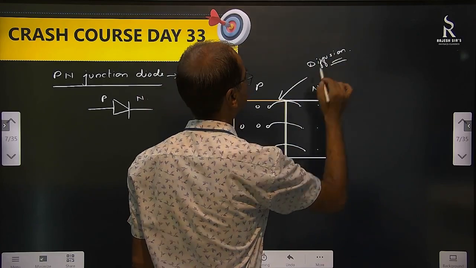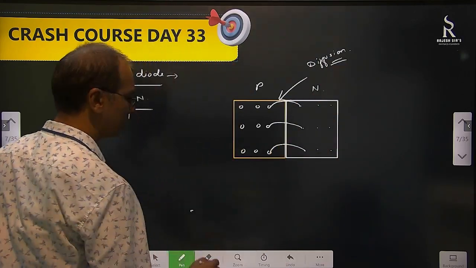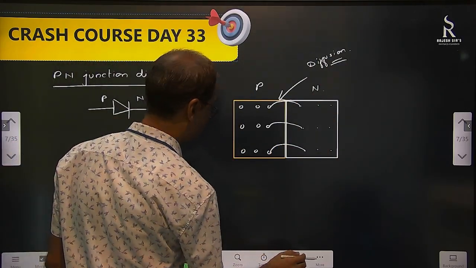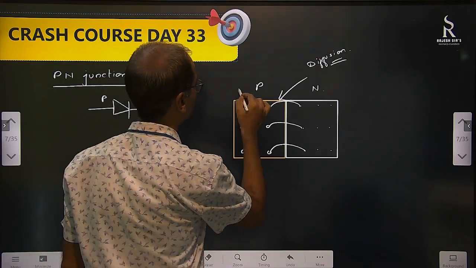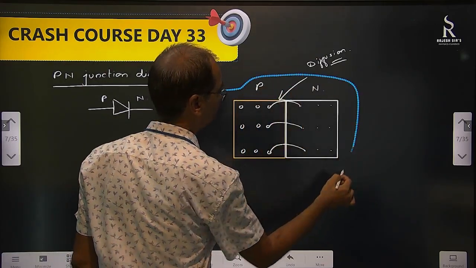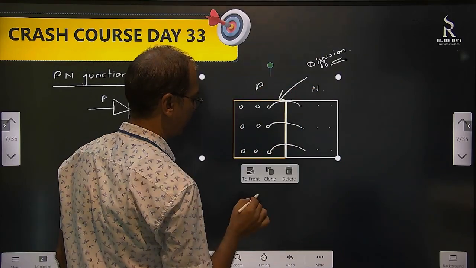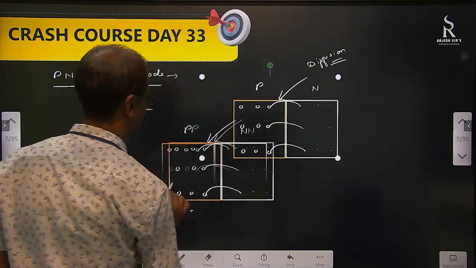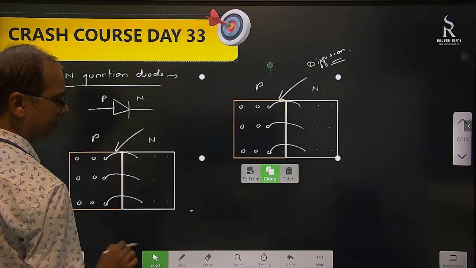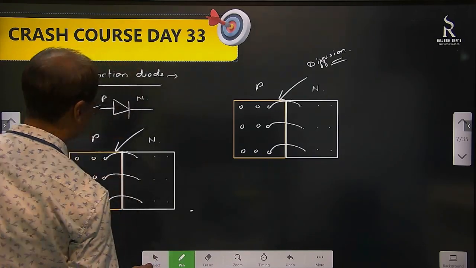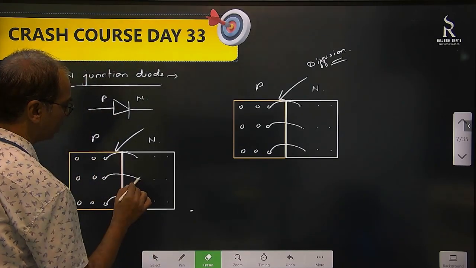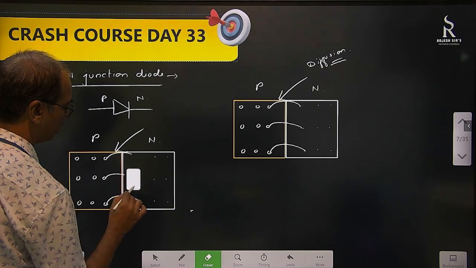Because of this, what happens near the junction? Near the junction, I am just removing this one from here now.